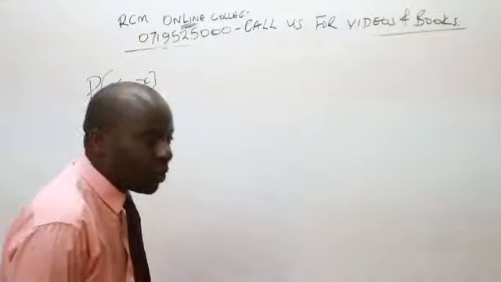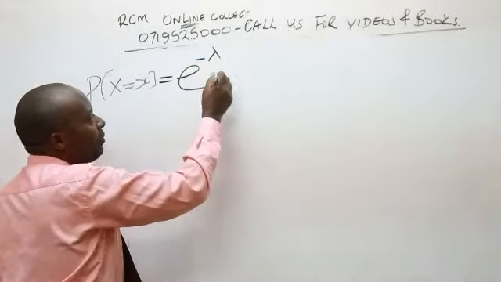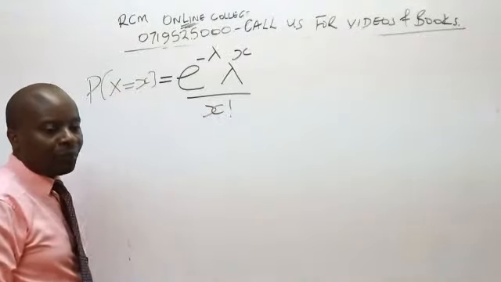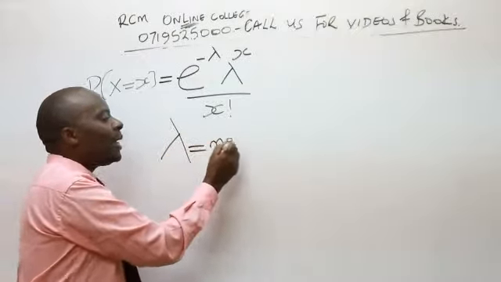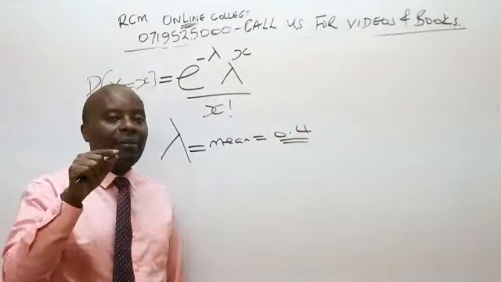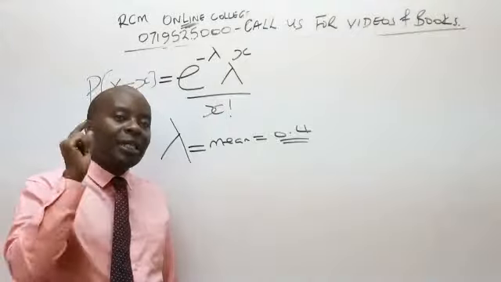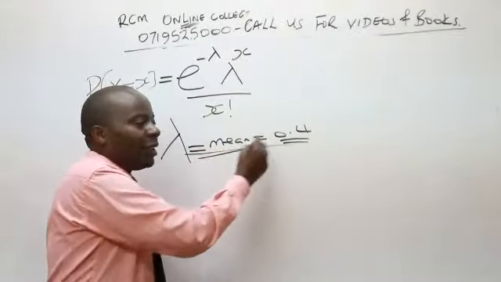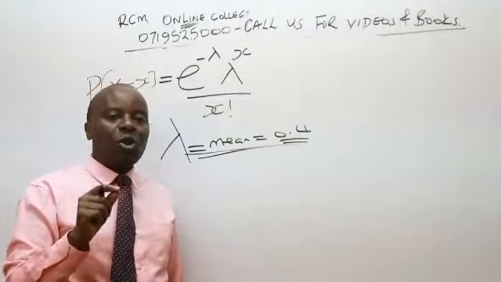Probability of x being equal to x will be, if it's Poisson, e raised to negative lambda, lambda raised to x, all over x factorial. Remember that this lambda is our mean, which has been given to us in the question. Amongst the many probabilistic distributions that we have, Poisson distribution is among the few that is fully defined by the mean alone. Once you give me the mean alone, I'll be able to give you Poisson probabilities.